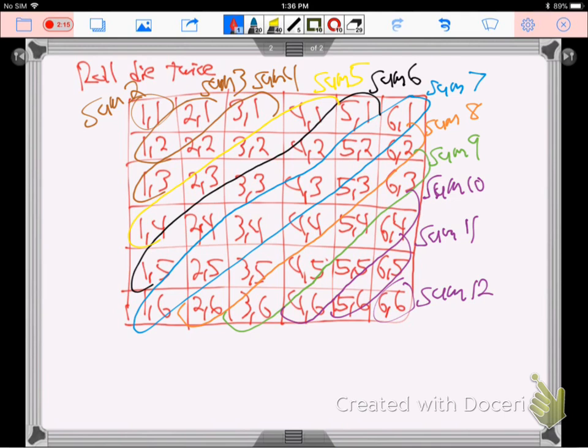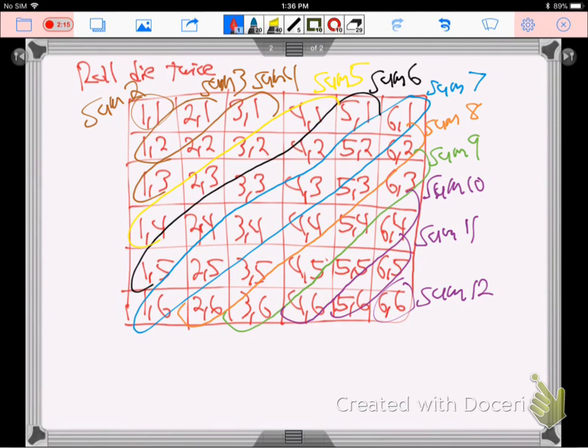Then you go another one off. Now there's only 4 boxes for sum of 5 or 9. Go to 10 and 4. There's only 3 boxes. 11 and 3. There's only 2 boxes. And the highest and lowest, 12 and 2. Very rare. Only 1 out of 36 chance you're going to get that. You ever notice that? So the most likely sum, if you roll 2 dice, is?